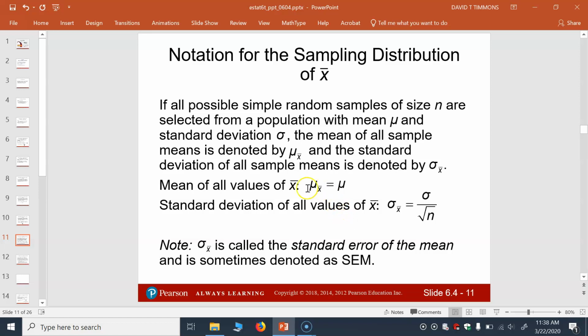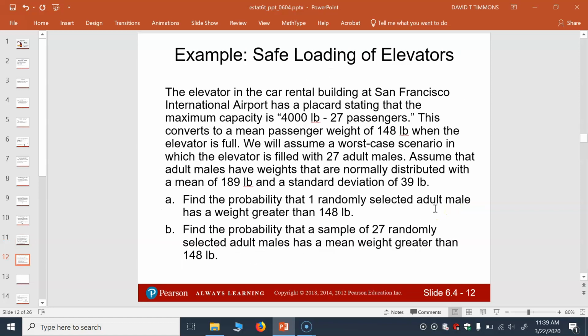And so this will be our notation. The mean of all sample means, mu x bar, is the same as the population mean mu. And this is that standard error of the mean I was telling you about, sigma x bar. That's sigma divided by square root of n.